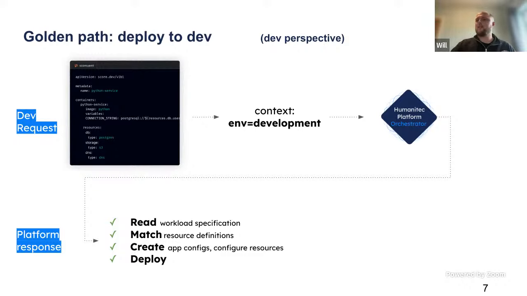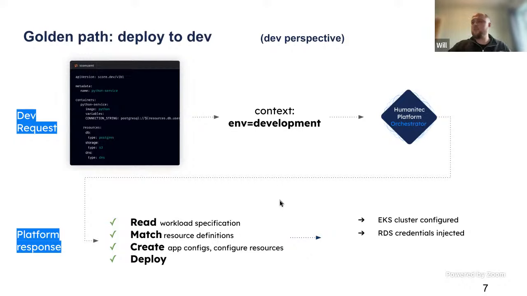So for development, what's going to happen when we go through this read, match, create, deploy process is we're going to find that the EKS cluster already exists because development already exists, right? We already have a development environment. So it's going to configure the cluster. It's going to inject RDS credentials because in this case, you see our workload is using Postgres. In our reference architecture, we're using RDS.